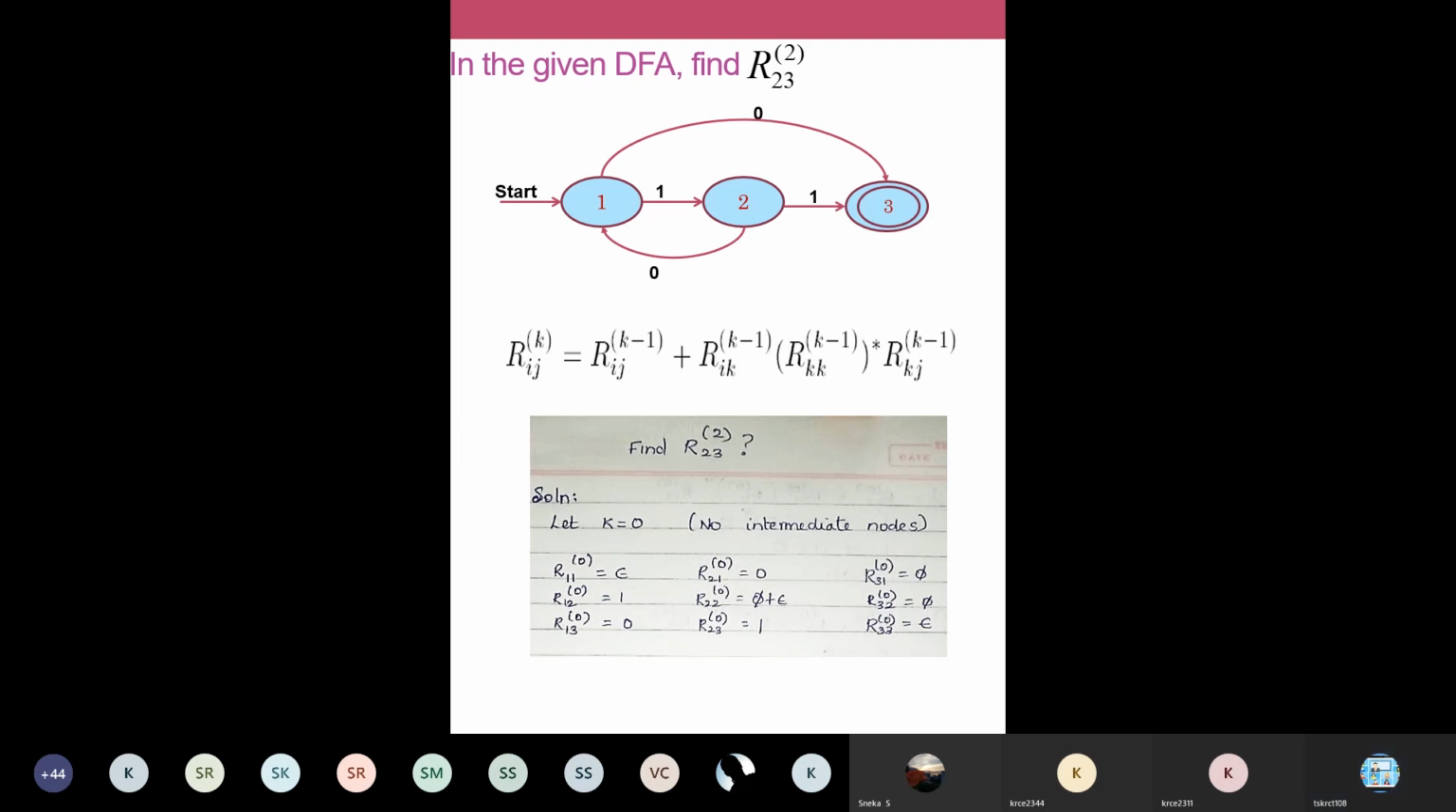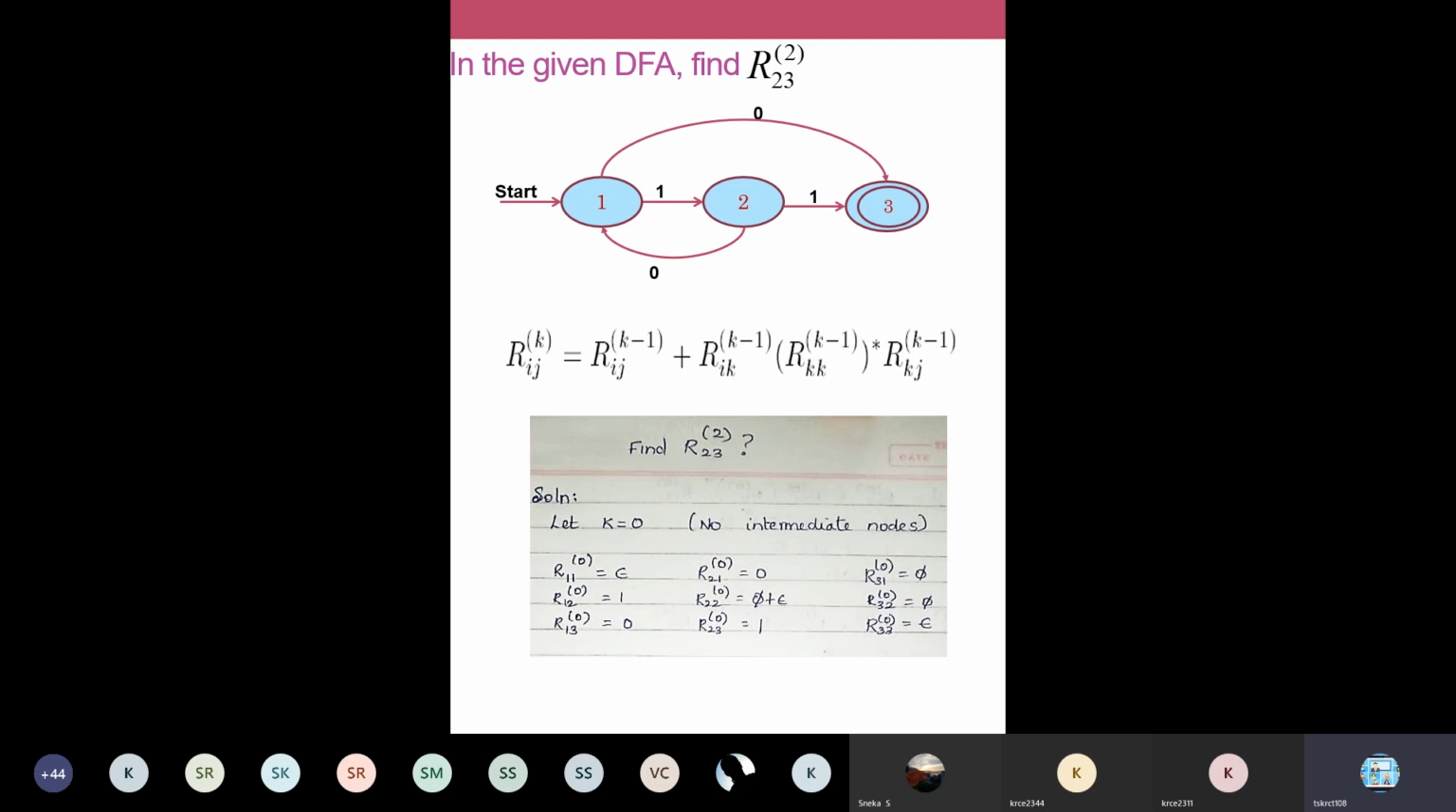Okay. So R11 of 0 is, you have to check whether from node 1 to node 1 there are any edges. That is, whether there is any self loop, you have to check. Since i and j are the same, check for a self loop at state 1. You don't have a self loop, so it is null. But since i and j are the same, write epsilon. So whenever i and j are the same, write epsilon, plus when you are having some edge you can write it, but there is no edge connecting 1 with 1 itself. So it is null here. So it is epsilon here.